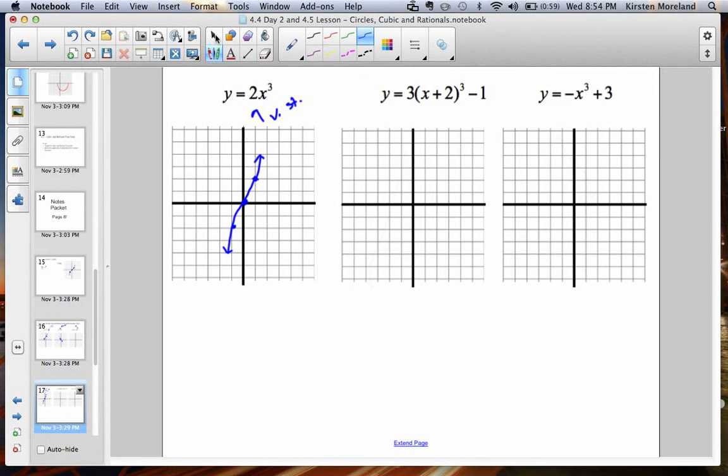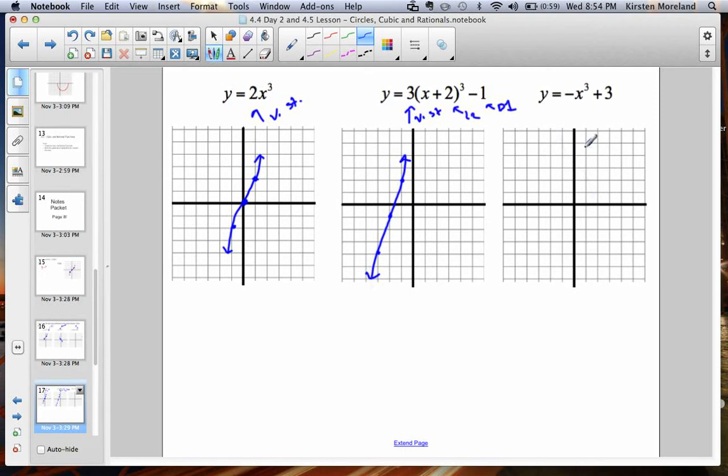Right, the next one has 3 things going on with it. It's a vertical stretch by 3. It's going left 2. It's going down 1. So I go left 2, down 1 to start. Then I go up 3 over 1, down 3 over 1, and I connect it in an S shape. It's not very curved in this case.